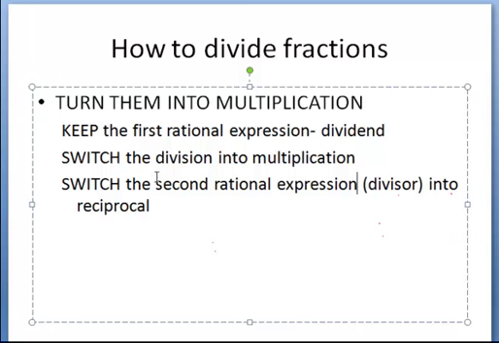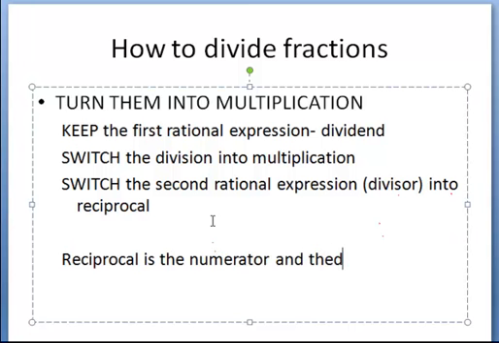So just to make note, if you need to write this down, the reciprocal is the numerator and the denominator switched. Okay, you just switch the places of the numerator and denominator.